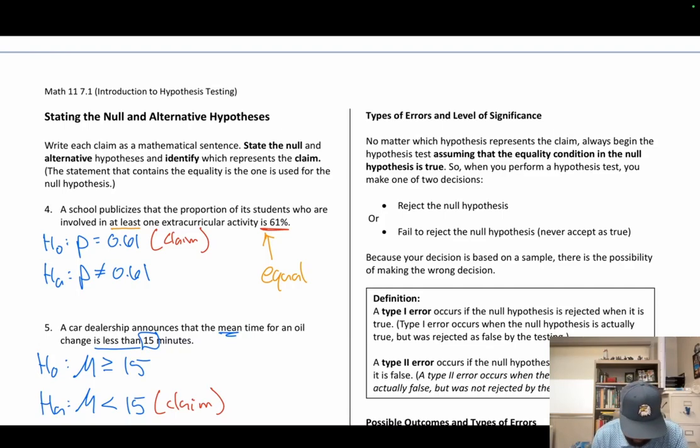Again, remember, mean is our mu. That's why we use that, as opposed to in 4 where we had a proportion, so that was our P or our percentage on that.